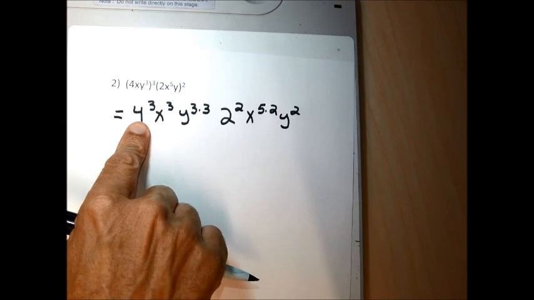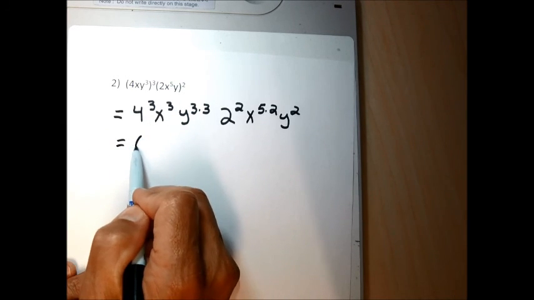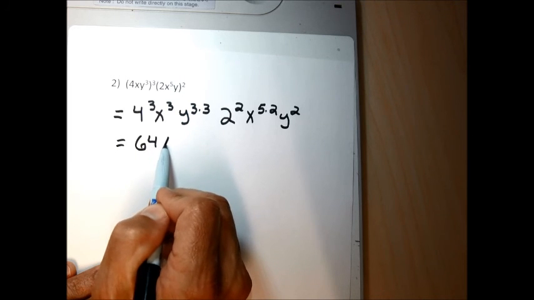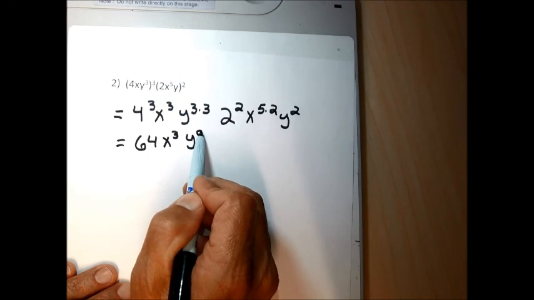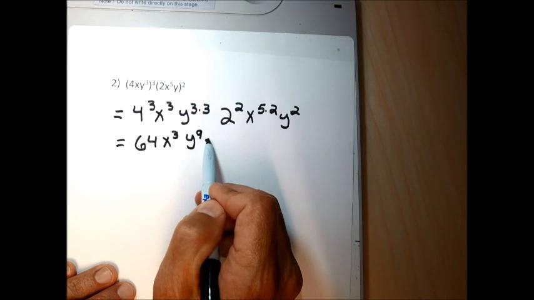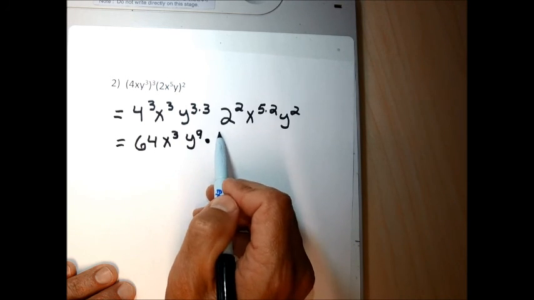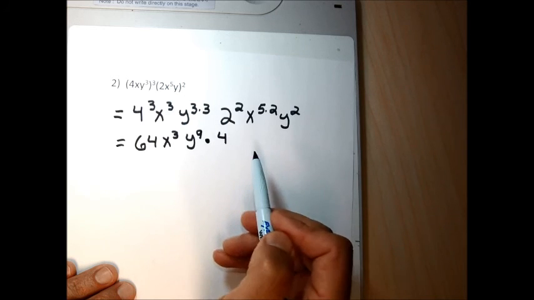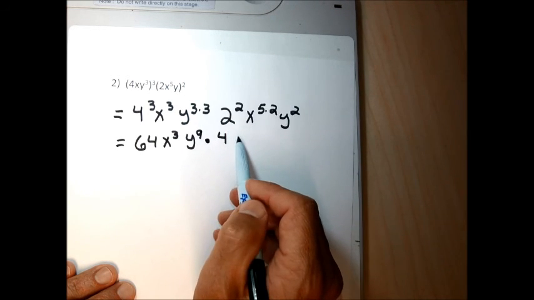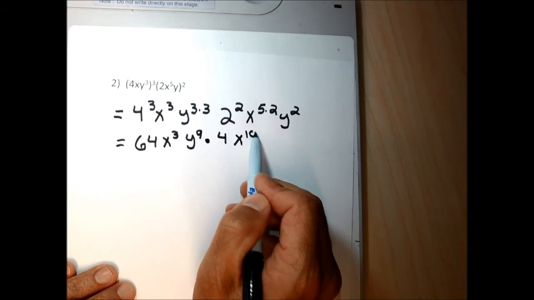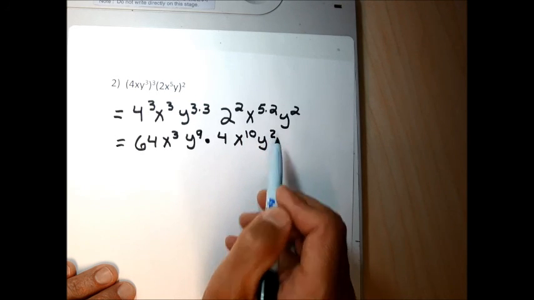If you can't do that in your head, use your calculator. That's 64. Now I have an x cubed, multiply the exponents on the y's and get a y to the 9th. It looks odd without a times sign here. I guess I could have this 4 written without a times sign, but I threw a times sign in, because 2 squared is 4. And then for the x, you get an x to the 10th, and we have the y to the 2nd power.